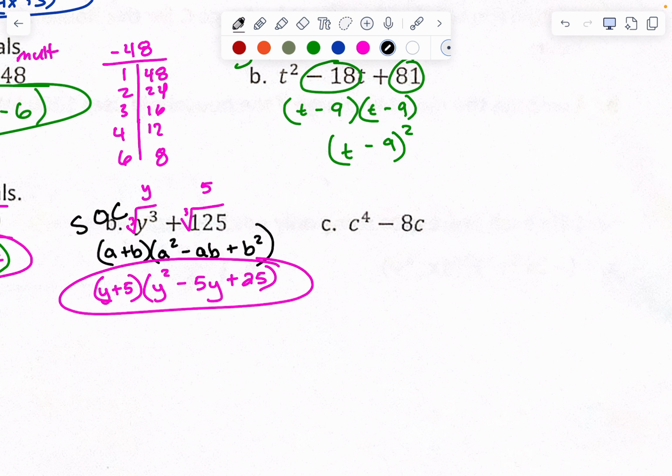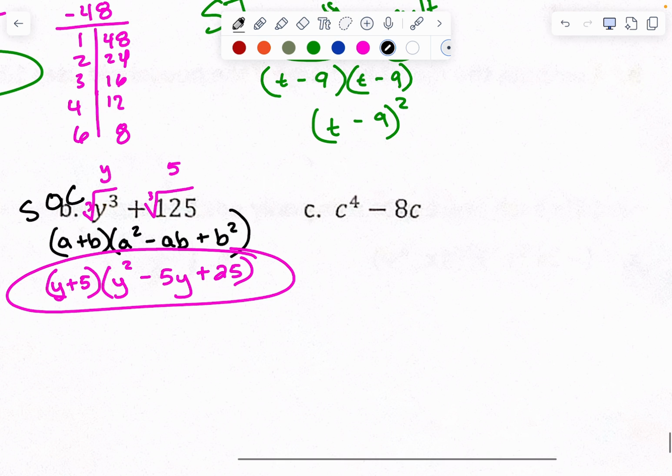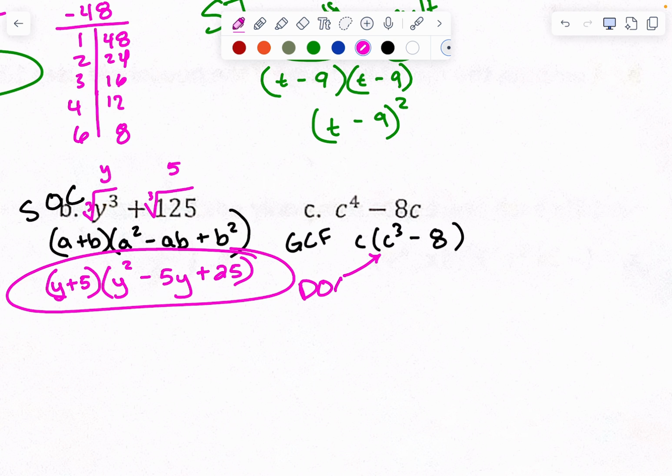Okay. That one ain't nothing. Okay. What is that one? Can we take a C out right away? He's a GCF first, right? He's a difference of cubes. Take a C out. Then he's a difference of cubes, right? No, he's a difference of cubes. This guy's a DOC. Doc.